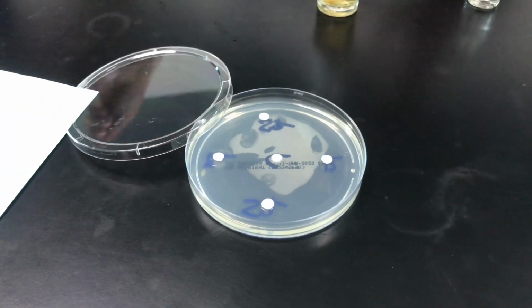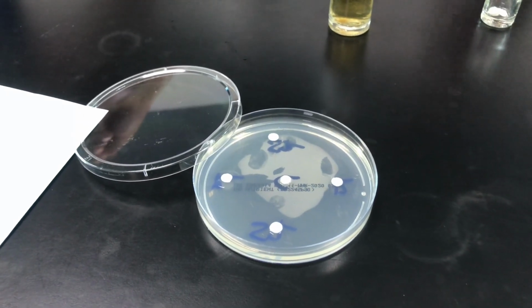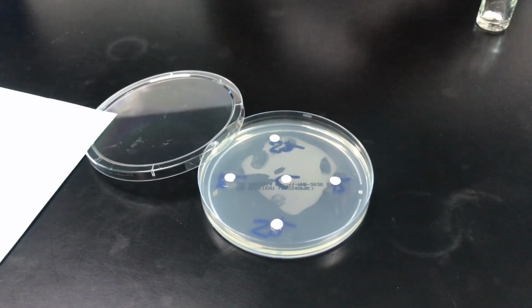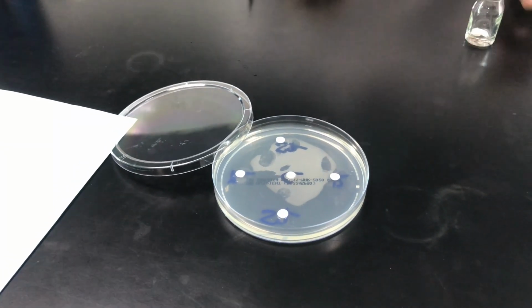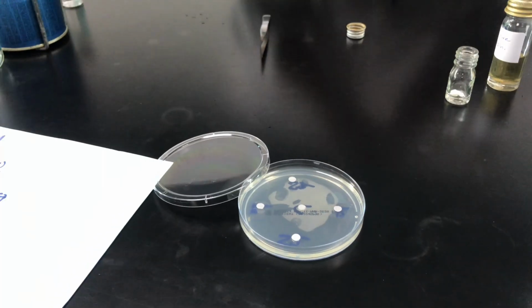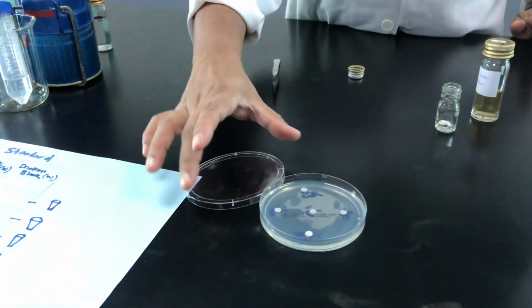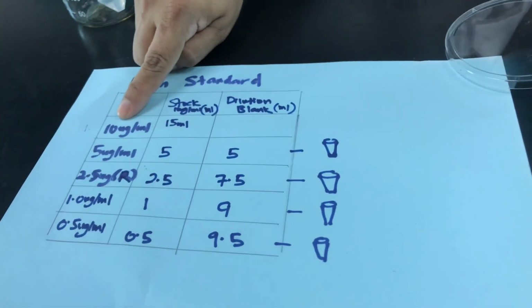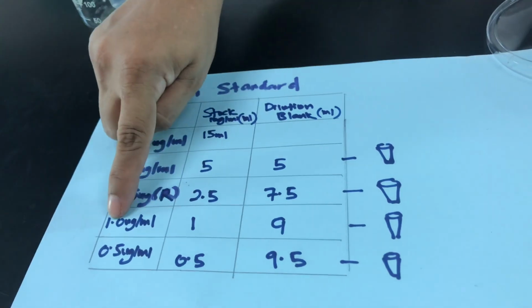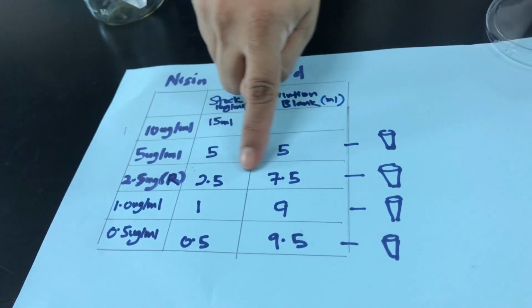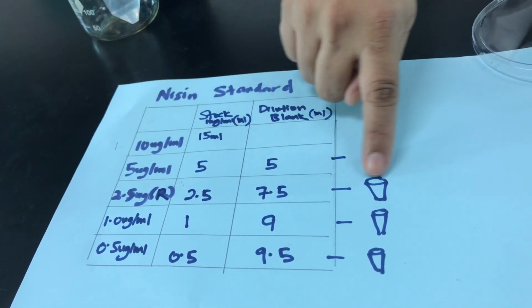So all our paper disc has been dipped into the respective dilutions and the plate is already prepared. Okay, so we will do it again. I remind you, it will be done for all these dilutions: S1, S2, S3 and S4. This R will be in all the plates, which is the middle. Okay.